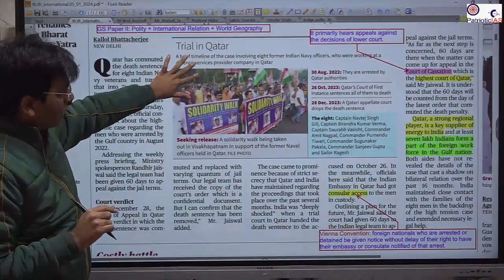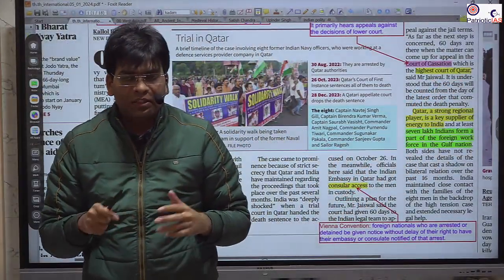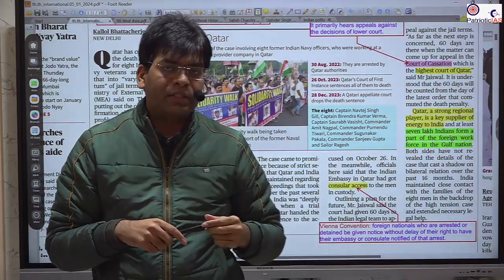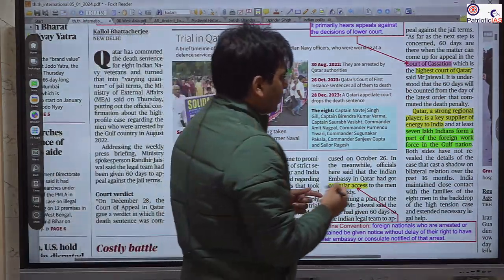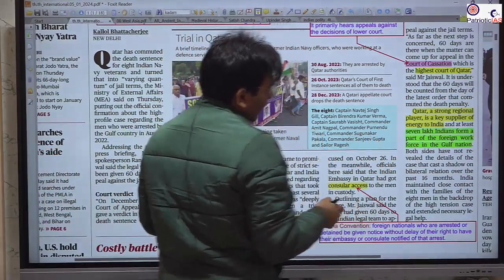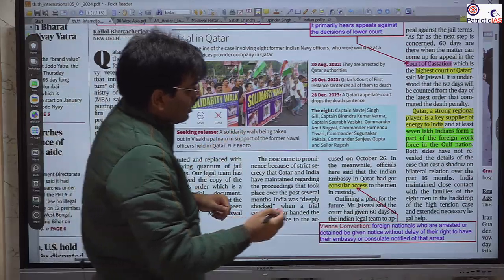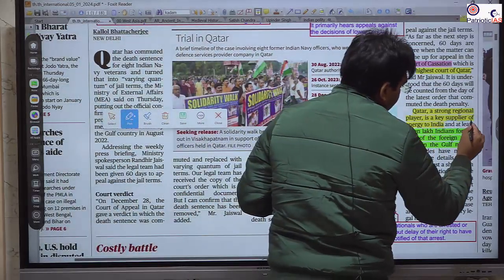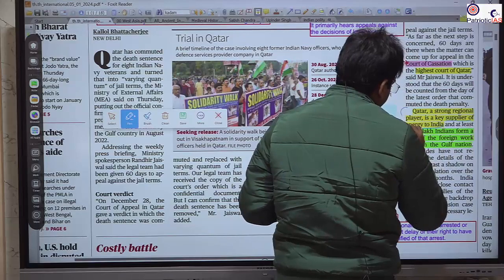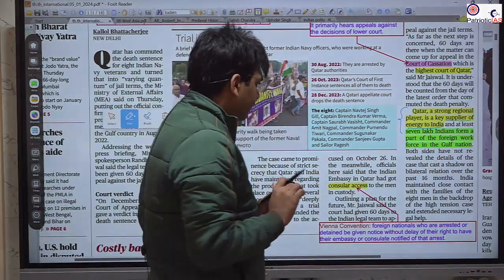In international relations, we can use these two points under IR whenever the relationship of India comes with West Asia, particularly Qatar. So this information gives two points to write. The first one is that Qatar is a strong regional player and a key supplier of energy to India. And Qatar has been a tested friend to India.